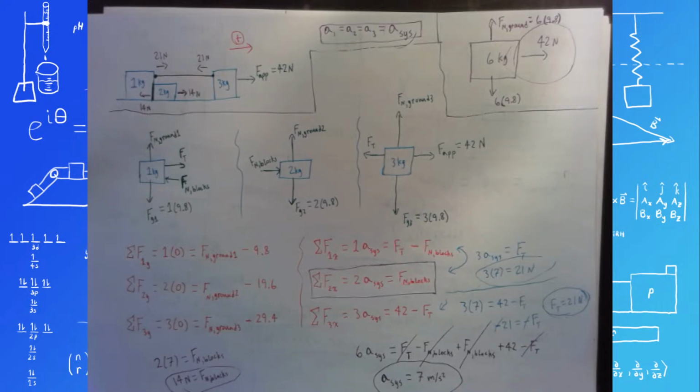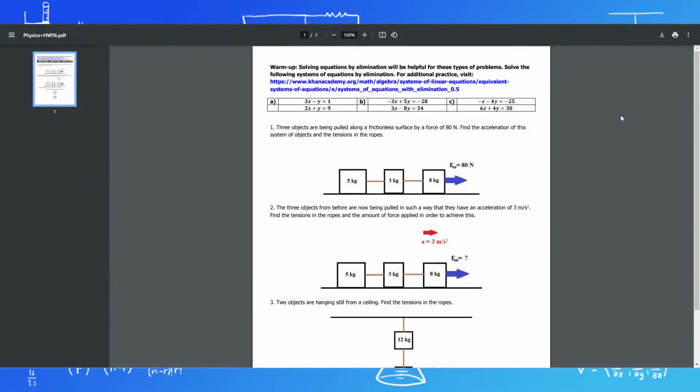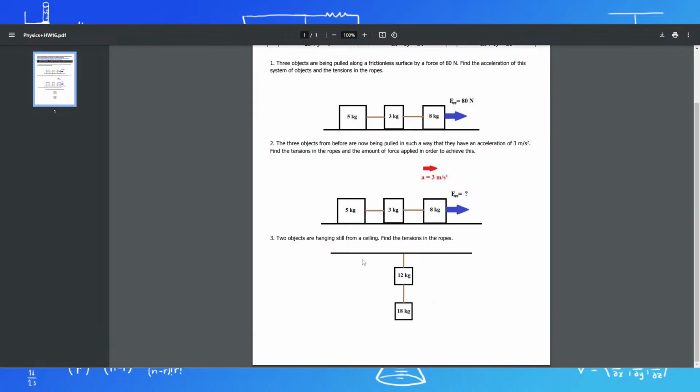Okay, we're going to need to do a systems problem with friction at some point. But also I would like to do a vertical problem, so let's do a vertical problem. And again, I'm just going to take one from my book. There is a vertical problem in the actual homework PDF right here.